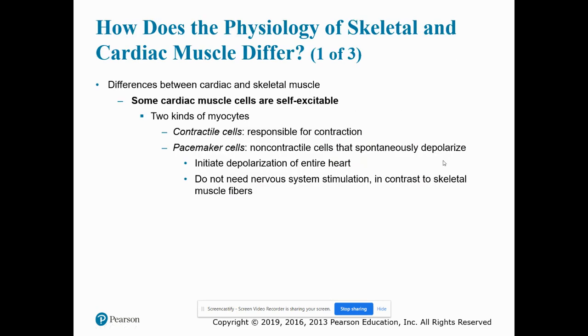There are some differences between cardiac and skeletal muscle, and the first is that some cardiac muscle cells are actually self-excitable. So there are two different types of myocytes. There's contractile cells, and those are going to be the ones responsible for actual contraction. And then there are the pacemaker cells. These are non-contractile. They spontaneously depolarize, and they actually initiate the depolarization of the entire heart. They do not require nervous system stimulation, and this is in contrast to skeletal muscle fibers, which do require nervous system stimulation to contract.